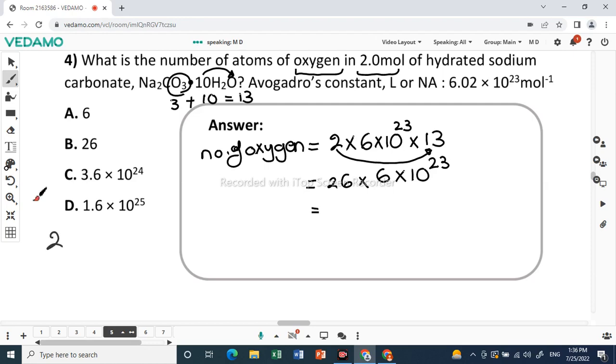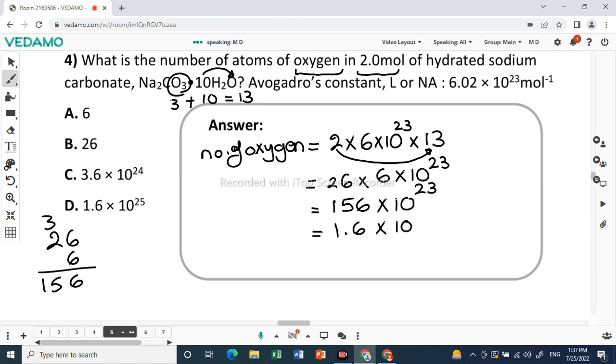Okay, so let's do the math together. 26 times 6: 6 times 6 is 36, 6 times 2 is 12, and with the 3, it's 15. So this is 156 times 10 to the power of 23. We're going to rewrite this number in scientific notation. So it's 1.6 after rounding times 10 to the power of 25. So your final answer is actually D.